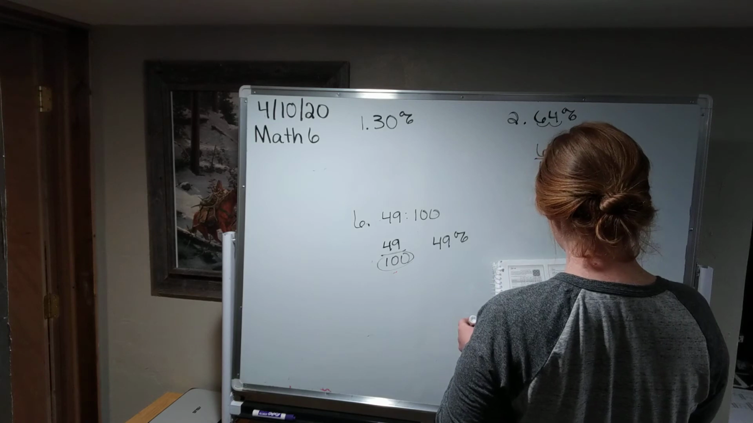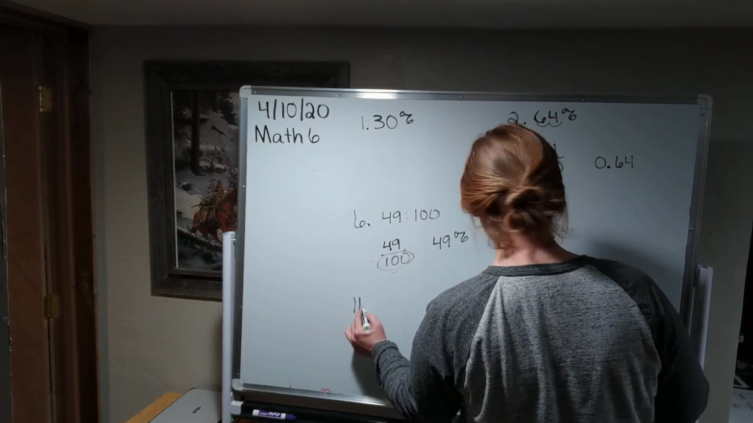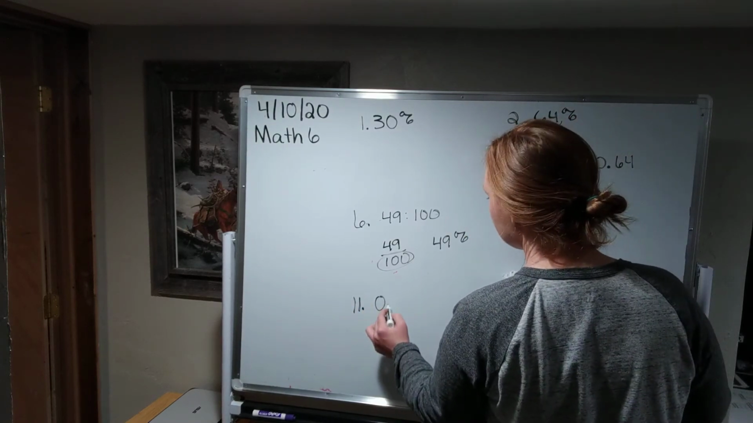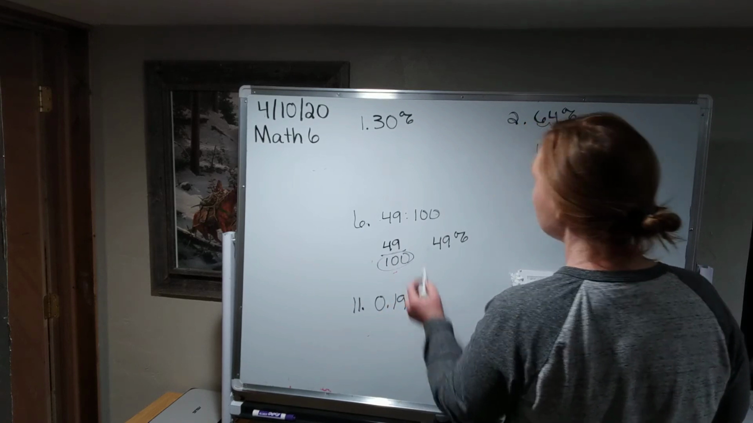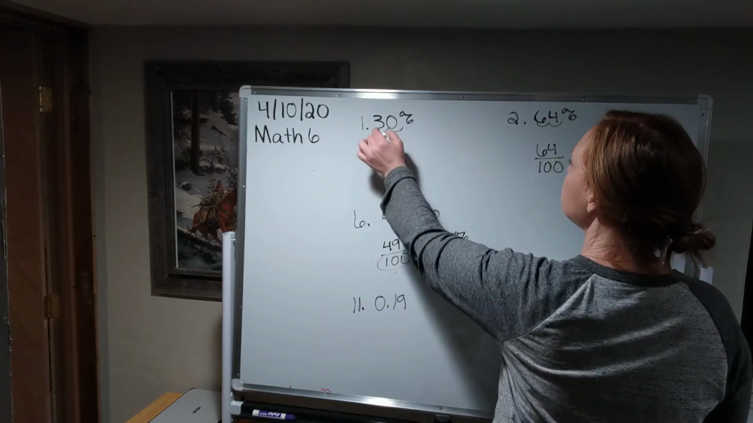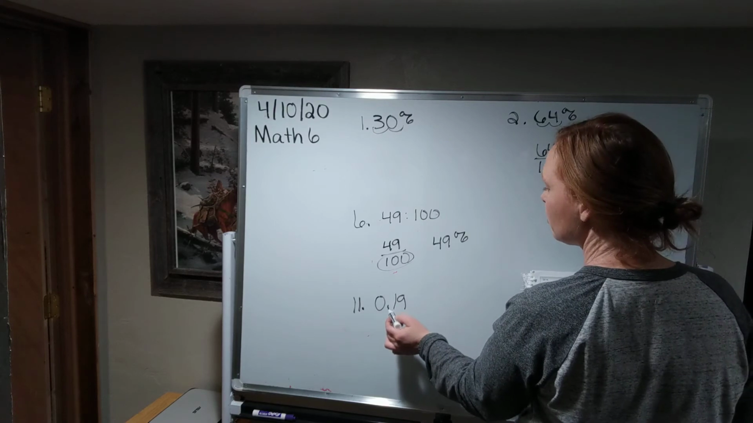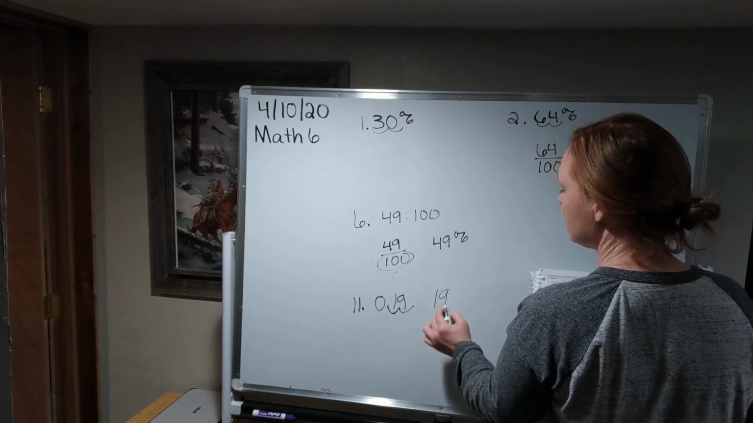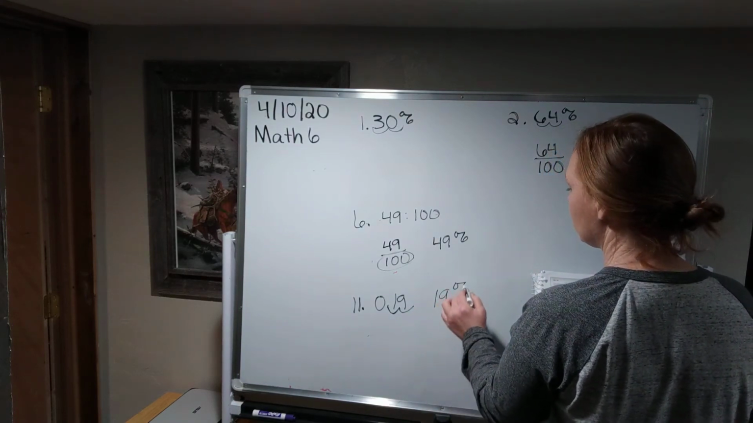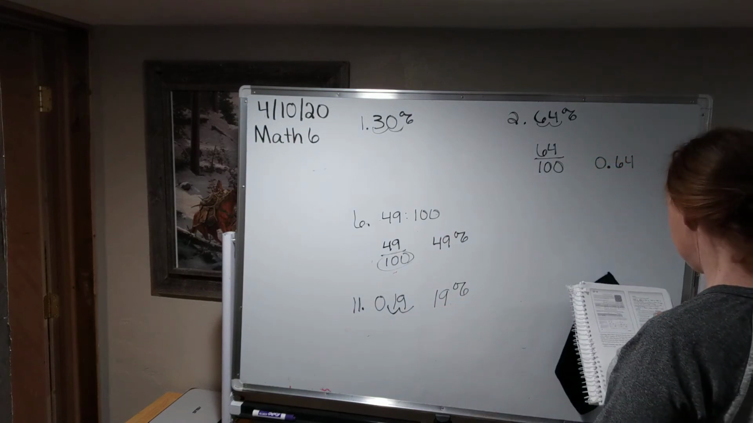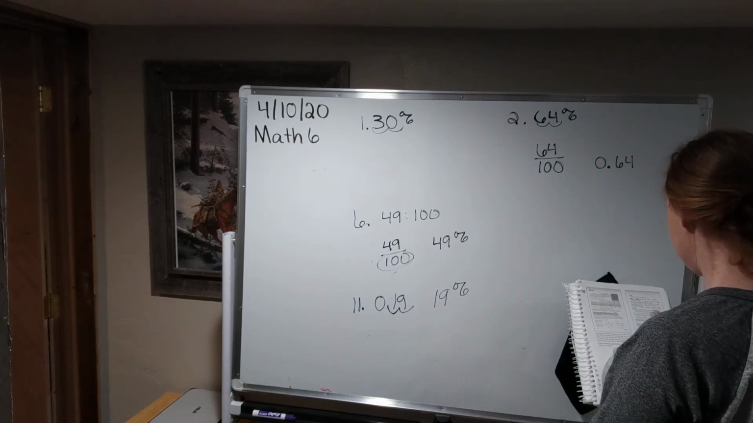Let's jump down to number 11. And it says write each decimal as a percent. Well, remember when we had a percent, we went left 2 places? Well, when we have a decimal, we're going to go right 2 places. 19, I don't need the decimal there anymore, percent.